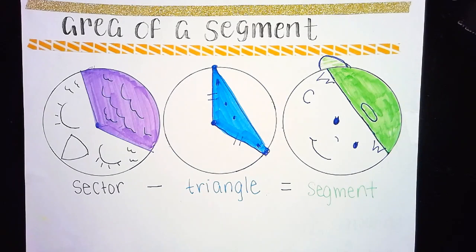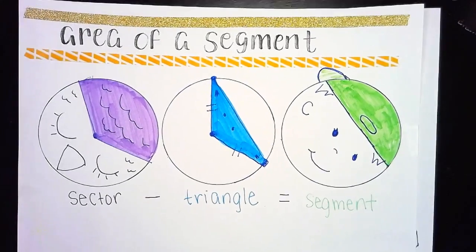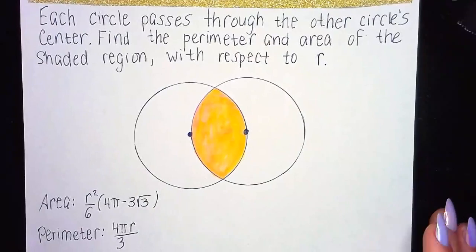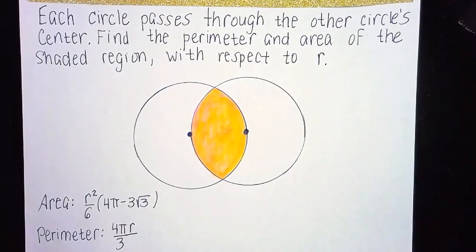Now, all of this stuff is great in theory, but for homework, you're going to have to try it and see how it goes. But before we go, I do have a little bonus challenge question for you to try. Now, I'm already giving you the answers. I gave you the area and I'm giving you the perimeter. I just want you to figure out how to get those things.